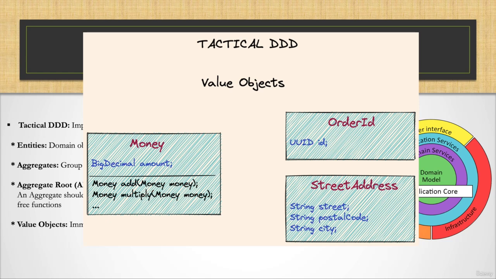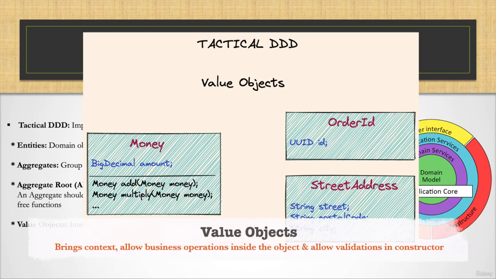First, as mentioned, you bring context to the value. Second, you can have business operations in the value object with methods if necessary. And third, you can validate the value of the object while creating the value object in the constructor.